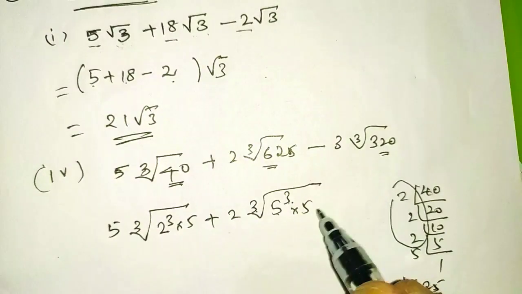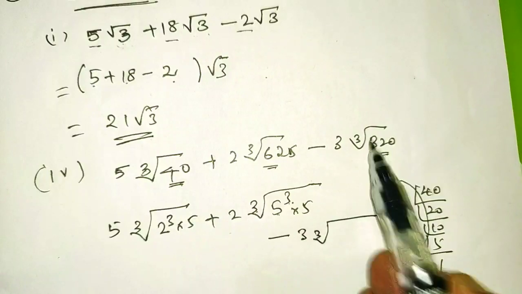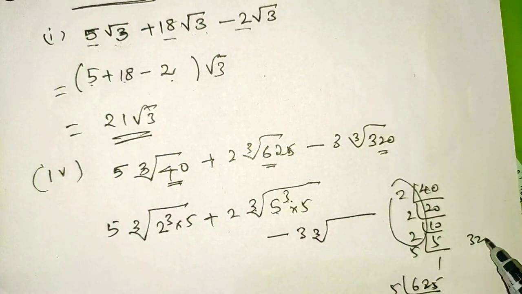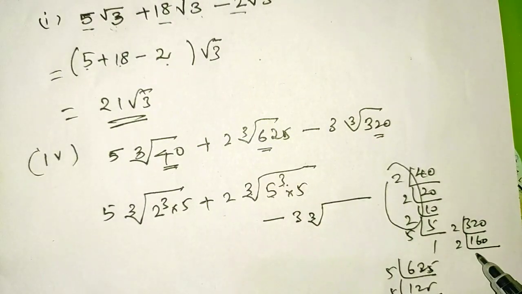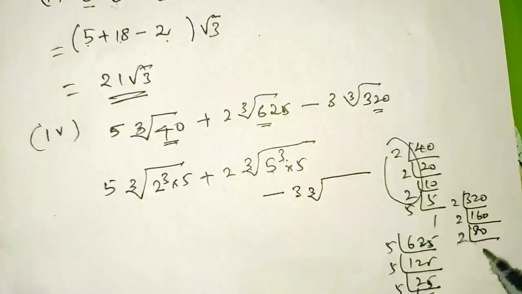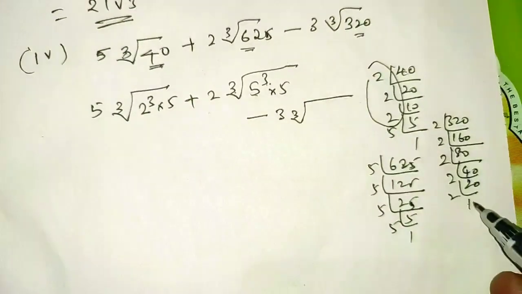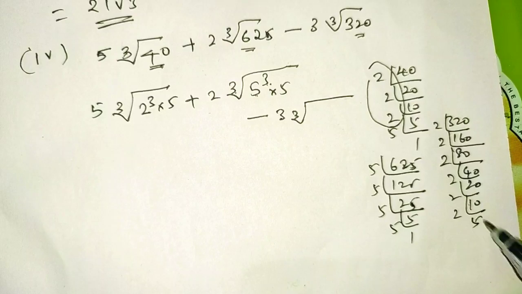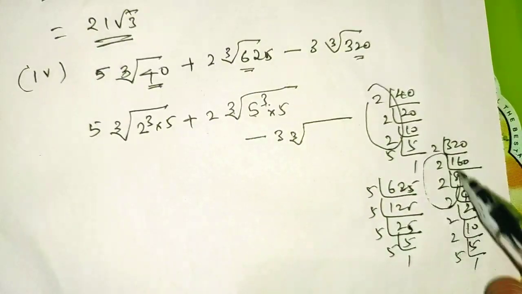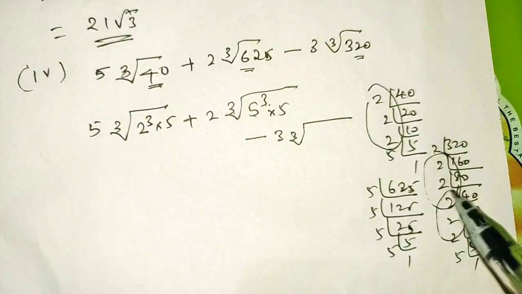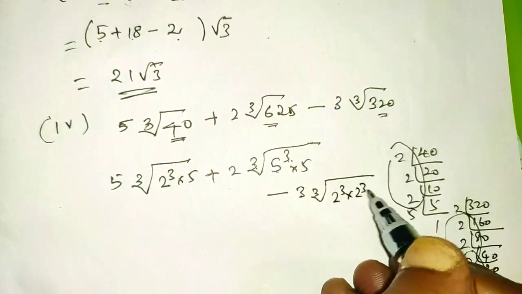Next one, minus 3 times cube root of 320. Now I am going to divide this 320. With 2 you will get 160. If you divide this with 2 I will get 80. If I divide this with 2 you will get 40. With 2 you will get 20. Again with 2 you will get 10. Again with 2 you will get 5. Again by 5 you will get 1. So here we have 2 power 3 and one more 2 power 3. So that is 2 power 3 into 2 power 3 into 5.